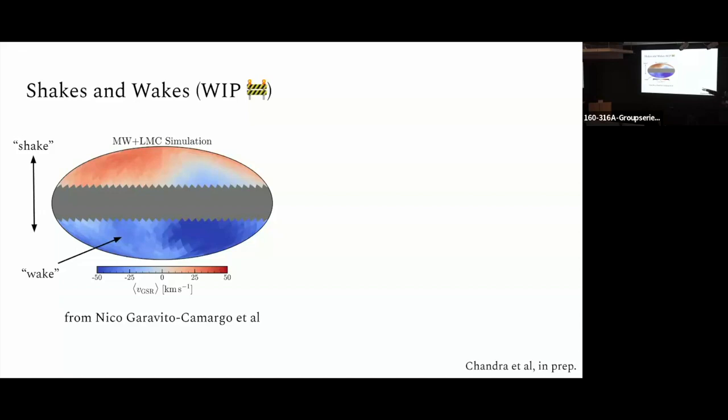And then you also have this wake signature. What I'm showing you here is not density, it's the mean radial velocity. And you can make similar plots in proper motions, and there's all these kinds of signatures that you'll be able to find in this space.